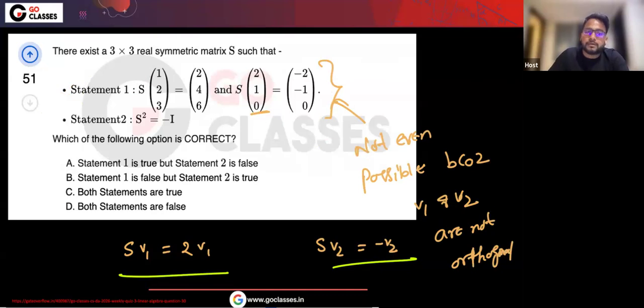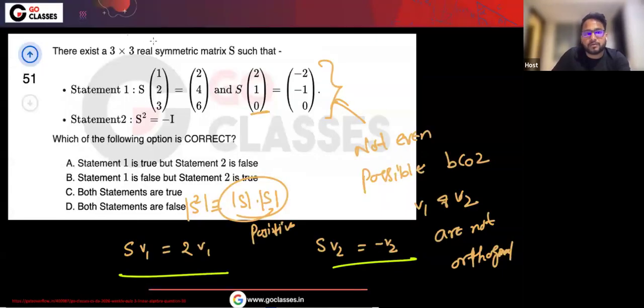Is this statement 2 possible? See, if you take the determinant on both sides, then what is the determinant of S square? It will be determinant of S into determinant of S, which will be some positive number. See, I here is 3 cross 3 basically. Okay, so if you notice, 3 cross 3. Tell me what is the determinant of S square? It will be determinant of S into determinant of S.